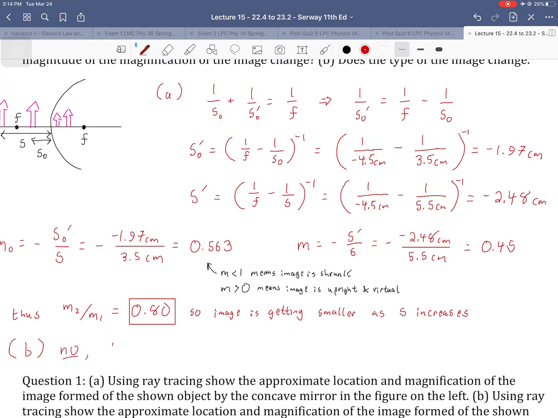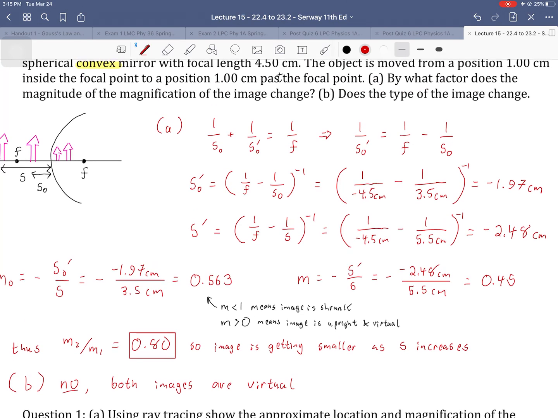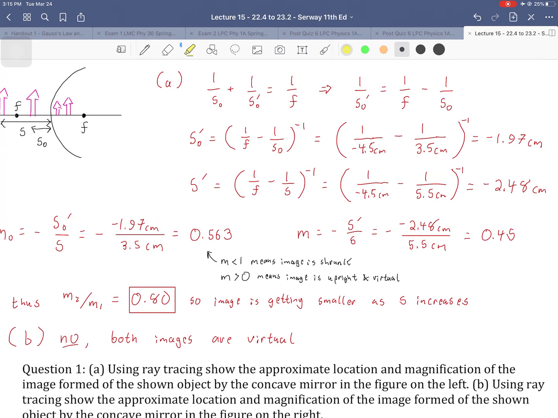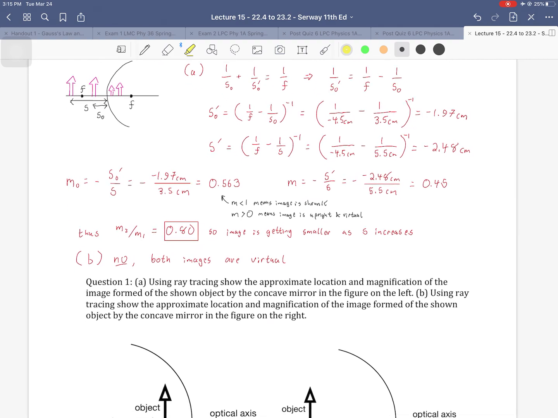So, no, both images are virtual. Because when we talk about types of images, when you see that keyword type, that's what it's referring to, either real or virtual, because those are the only two types of images in a general sense.